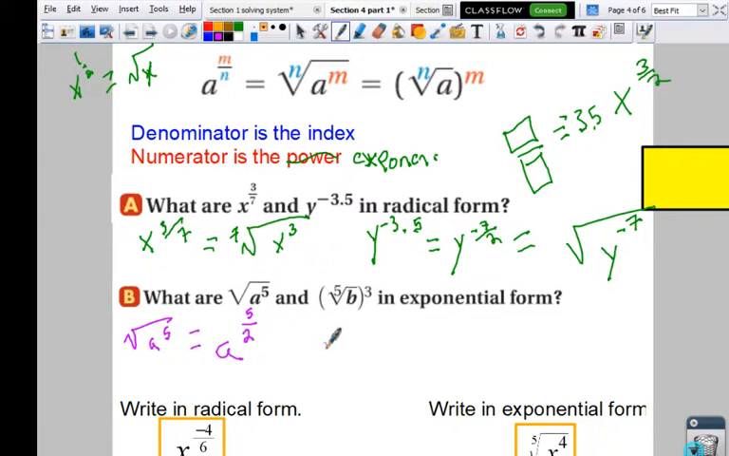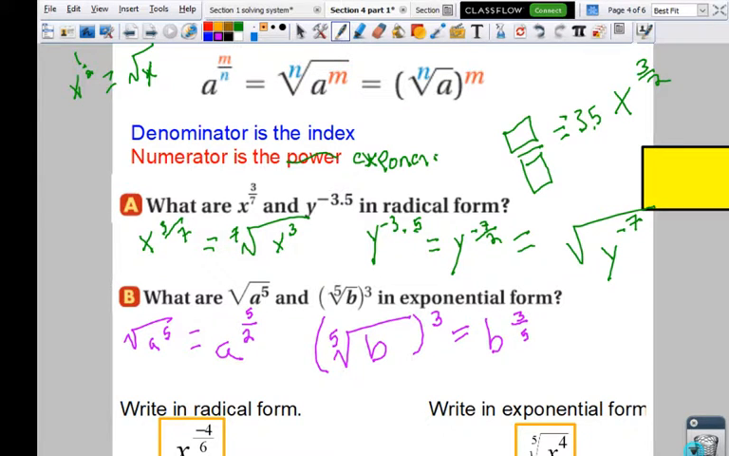And one thing to keep in mind, so I'm doing the 5th root of b and then outside parentheses to the 3rd, like this. Where the exponent 3 is doesn't matter. It could be inside under the radical or it could be outside of parentheses here. So it's the exact same thing either way. So I'm going to have b to the, what's my denominator going to be? 5. Denominator is 5. Numerator is 3.